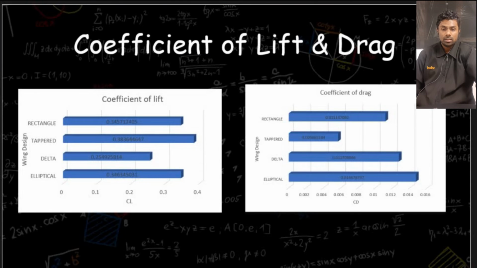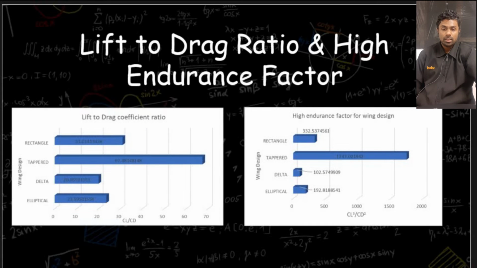As for the result obtained from the flow simulation, the figure shows the coefficient of lift and drag acting on the different wing designs. From here, we can see the characteristic of each wing design. By comparing the lift to drag ratio and high endurance factor, it also shows that the tapered wing produces the highest value of lift to drag ratio and high endurance factor for this study.